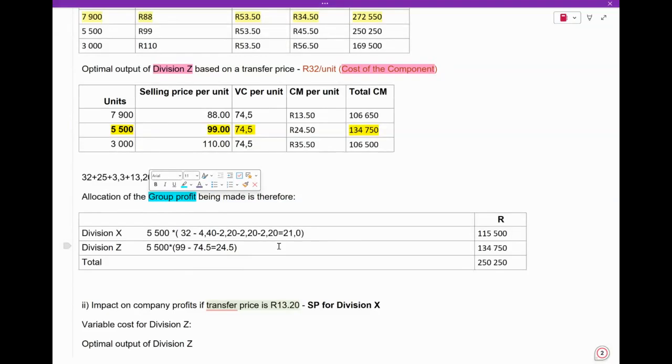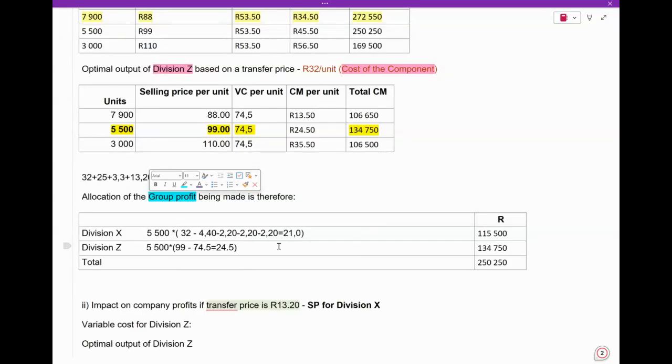They told us, right? 11,000 units, right? And then they told us that Division Z buys how much? Okay, so the information was given to us. Okay, so we have that. So here we're saying, okay, cool.